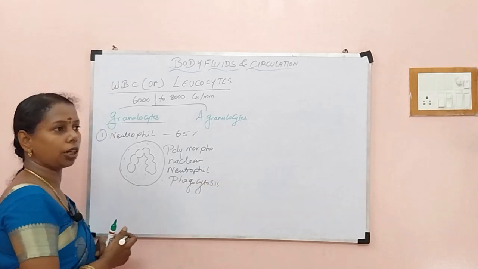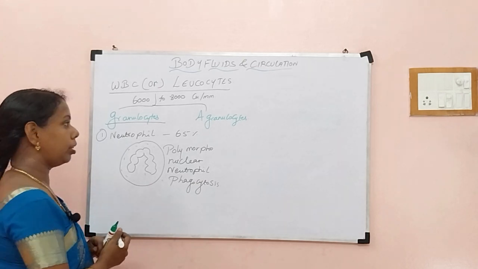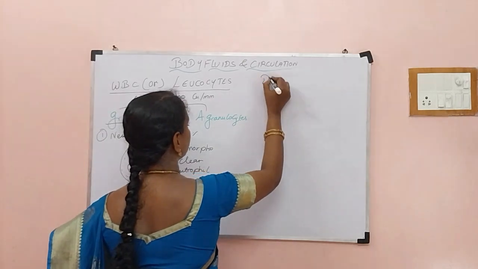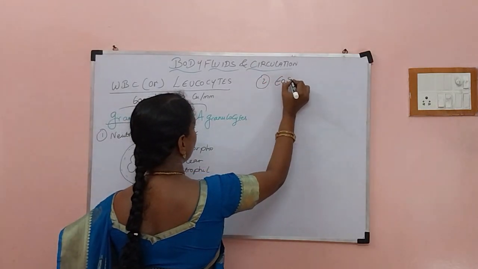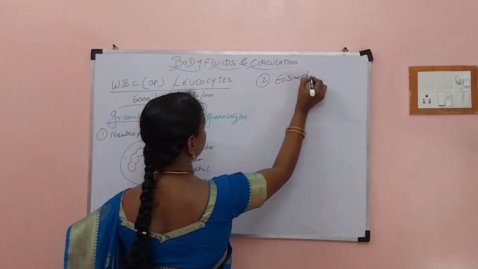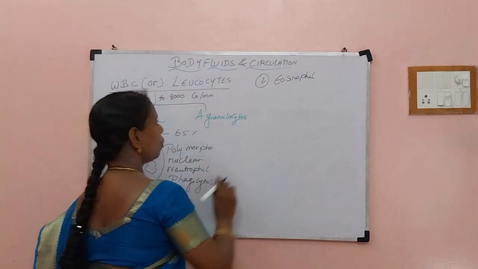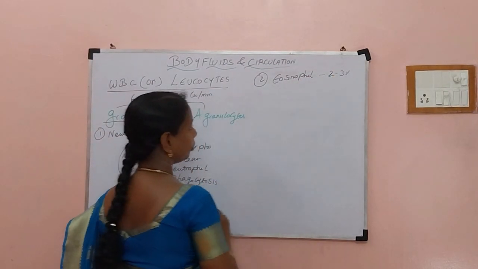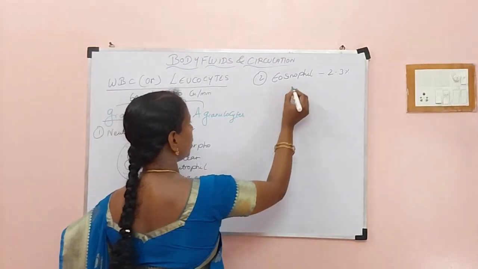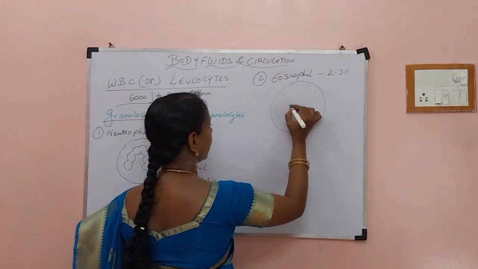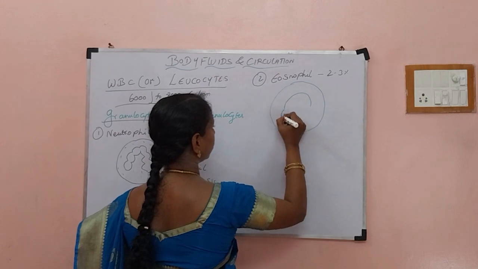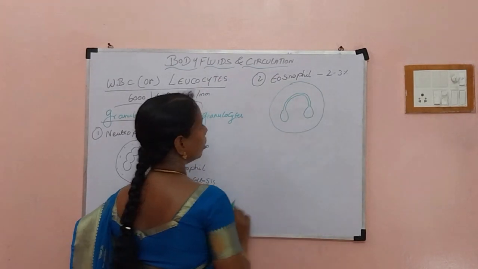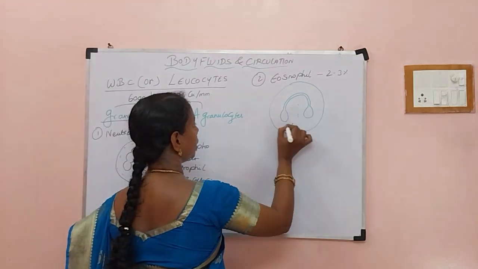A question will be asked: which cell is involved in the phagocytic process? It is the neutrophil. The second one we are going to discuss is the eosinophil. Eosinophil is around 2 to 3 percent. And just remember, children, the eosinophil looks like a headphone.